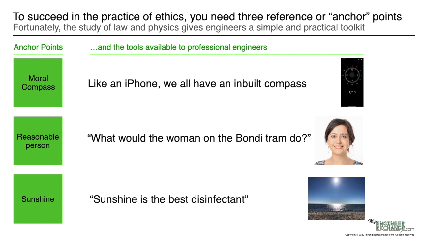When it comes to the moral compass, we've actually all got one of these. It's inbuilt, just like the iPhone. The reasonable person, it's about identifying someone in your circle, a trusted confidant that is independent of your engineering practice. And the question that you're going to ask, the test if you like, is what would the woman on the Bondi tram do? There's Millie. Millie is a reasonable person. We'll come back to her. And of course, sunshine, as I said, that's the place that you want to make all these ethical decisions out in the open. So 3 reference or anchor points: 1 internal, moral compass; 1 external, the reasonable person, and the environment within which you make ethical decisions or deal with ethical issues, which is sunshine.